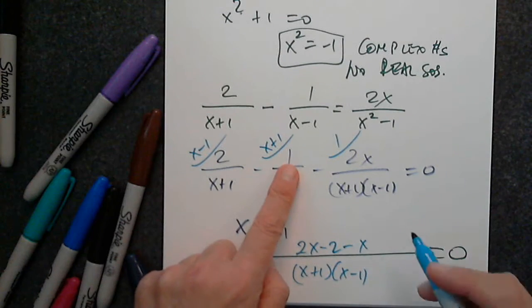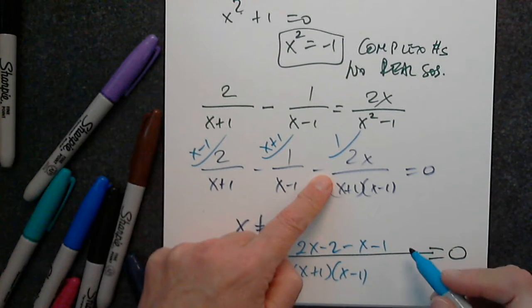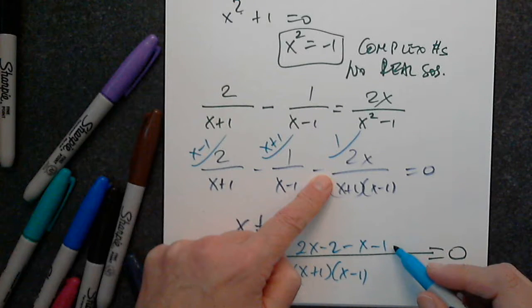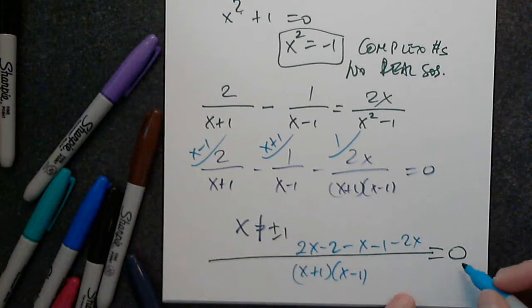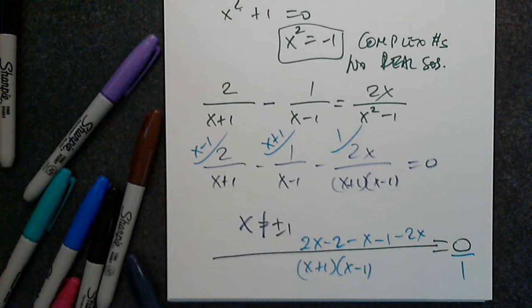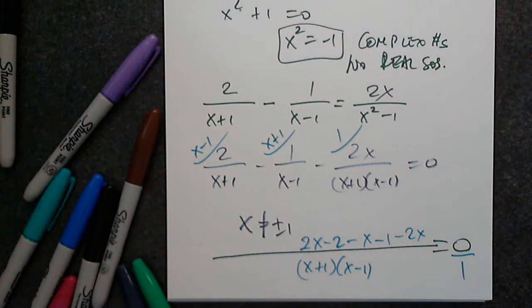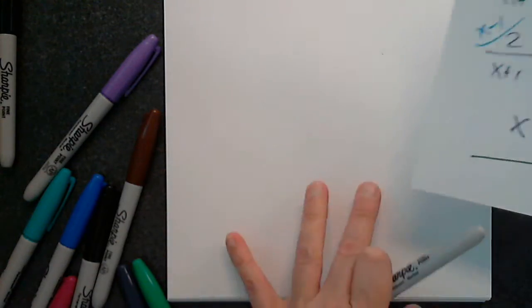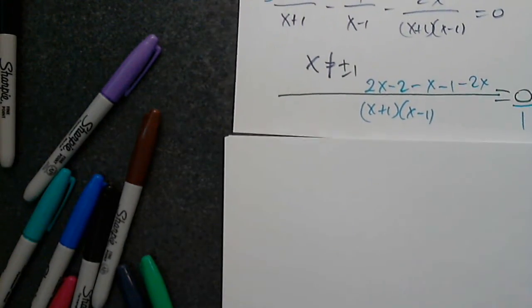We cannot. Very good. And then? Very good. So this is over 1, but it's not ready to cross multiply, or you can say a fraction is 0 when the numerator is 0. It's up to you. Same thing. So we have to combine like terms at the top.